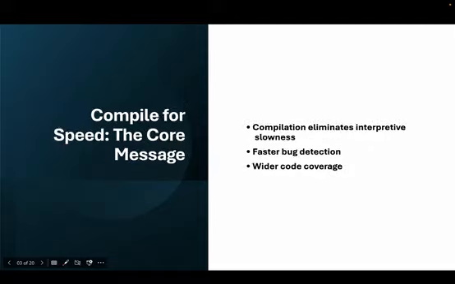Compile for speed. So here's the heart of SymCC, compiling symbolic checks directly into the code. By doing so, we sidestep the interpretive overhead that traditionally symbolic execution suffers from. The result is speedier bug detection and the ability to traverse more paths in the same amount of time.